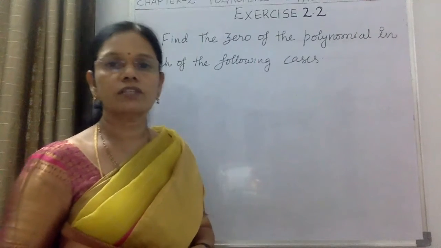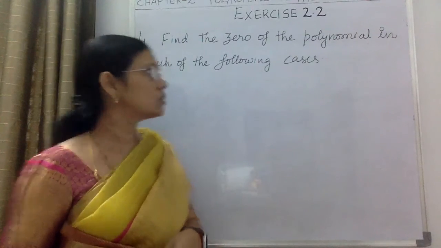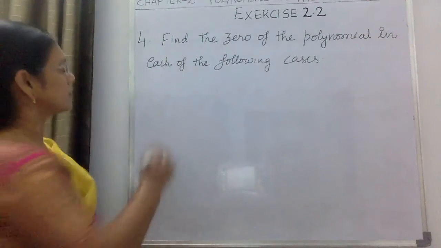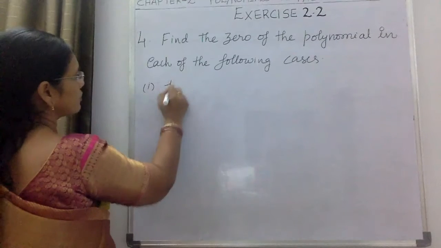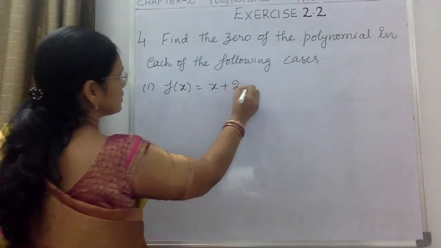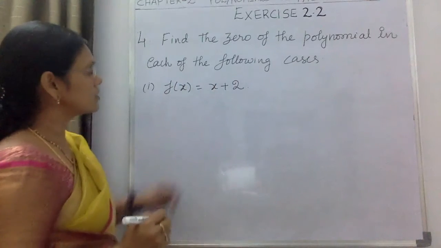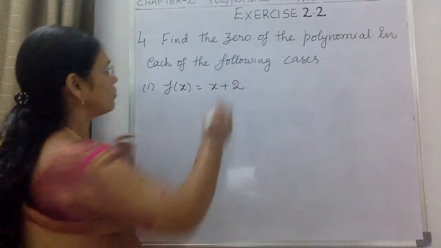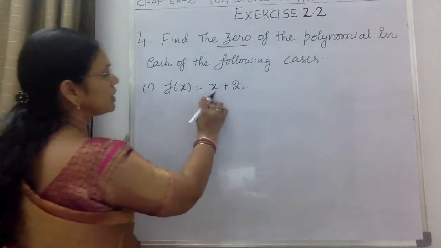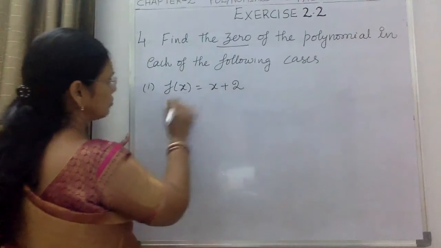The fourth question is, find the zero of the polynomial in each of the following cases. Okay, let us take the first case. First question, f of x is equal to x plus 2. To find the zero of the given polynomial, what should we do? We should equate it to zero.